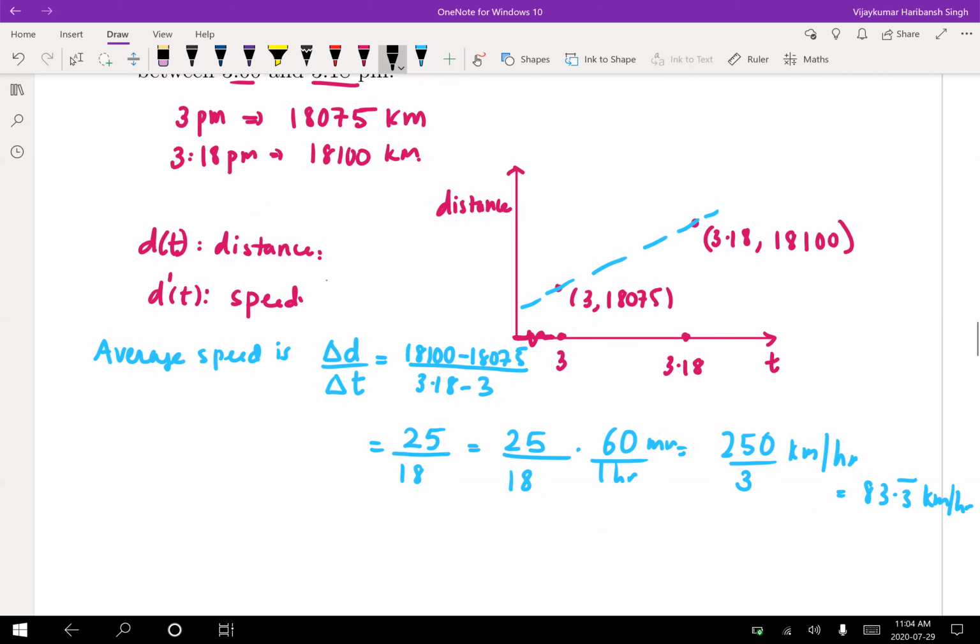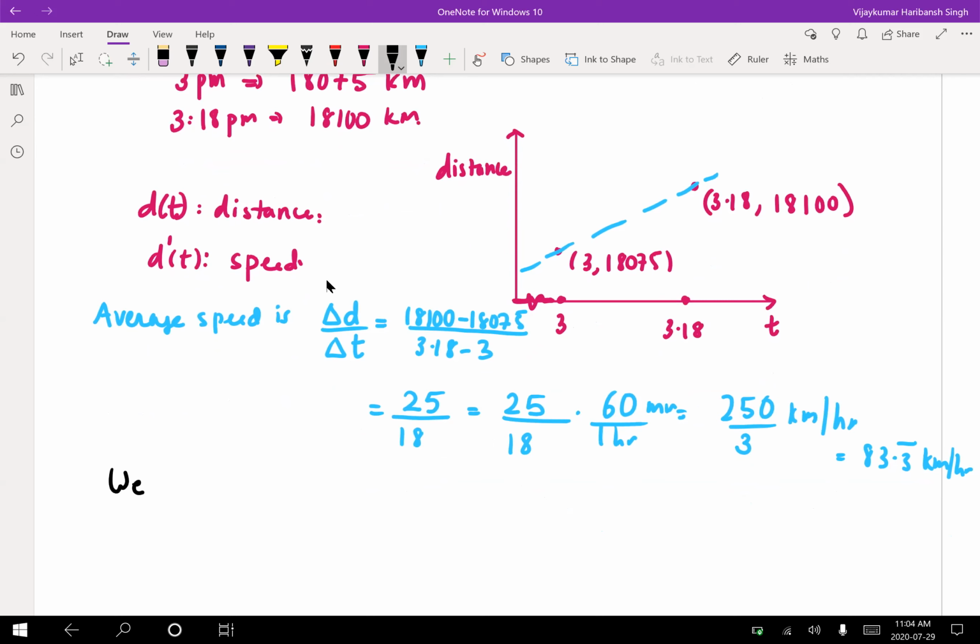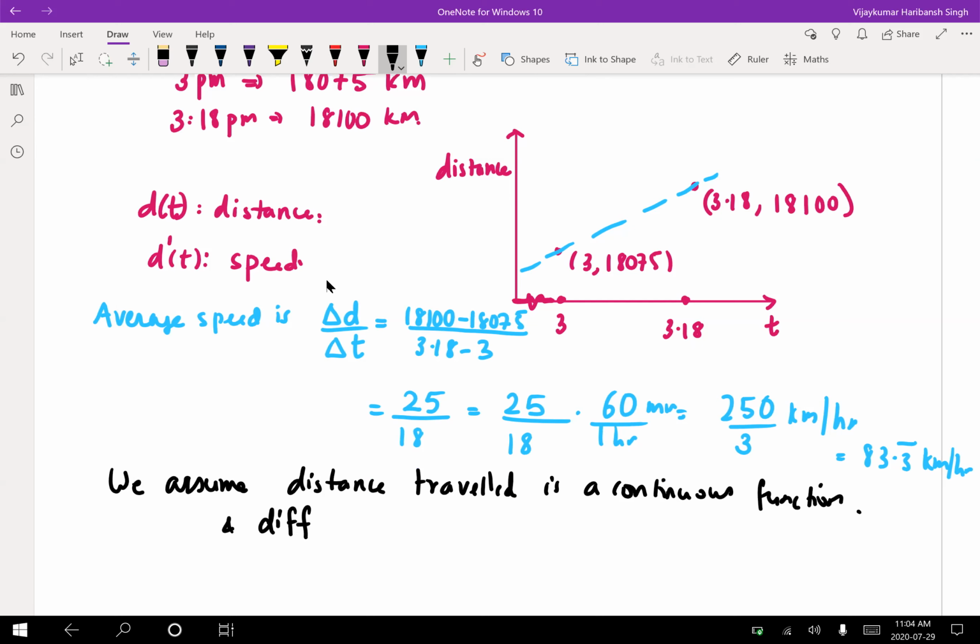So now what is happening? Now if we assume distance traveled is a continuous function, it's not an unreasonable assumption, continuous function and differentiable, from 3 p.m. to 3:18 p.m.